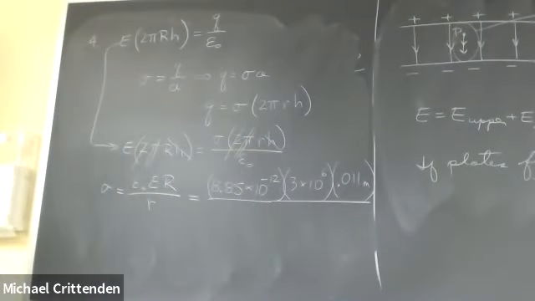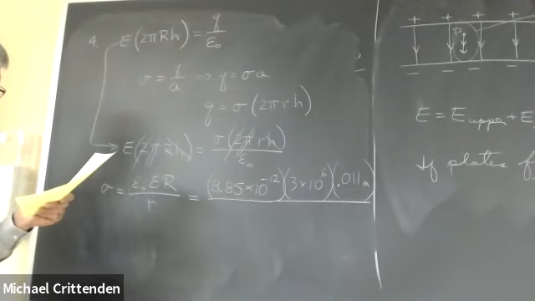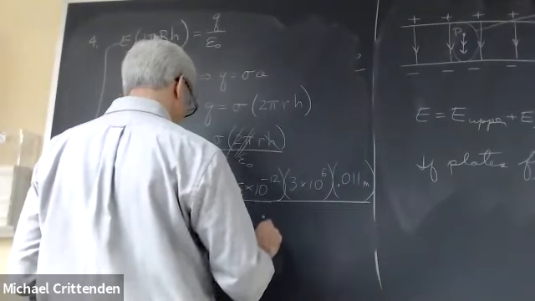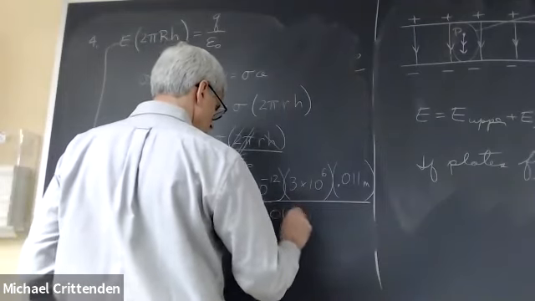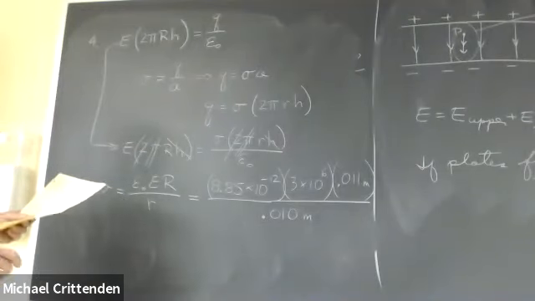R is the distance from the center of the pipe to the point where we're finding the field. The question tells us that that's 1.1 centimeters, 0.011 of a meter. The radius of the pipe is an even 1 centimeter.